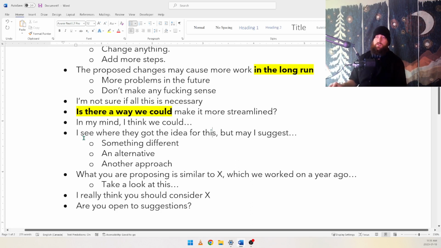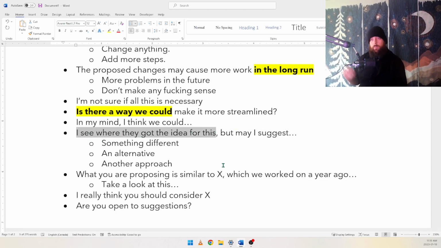And this is another lovely way here. It's kind of like a concession at the start. I see where they got their idea for this. I see where they're coming from. It's coming from a good place. But may I suggest something different? May I suggest another approach? May I suggest throwing out their plan because it's a piece of shit and won't work? Again, take it or leave it. Excuse me.